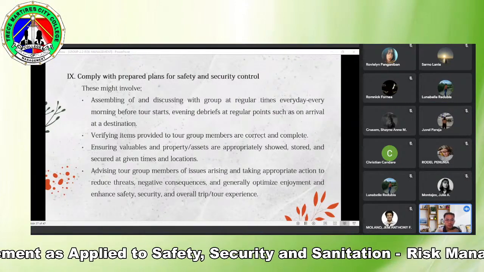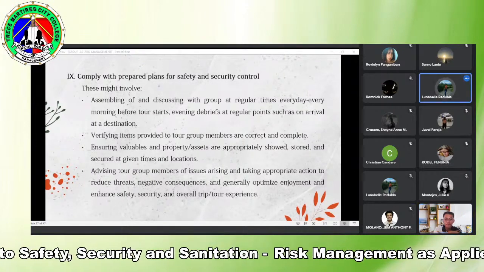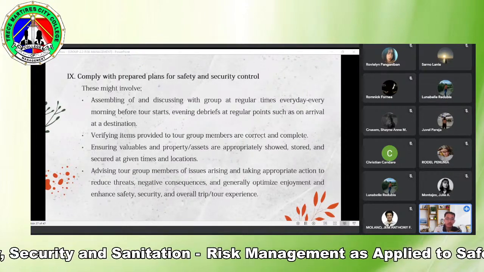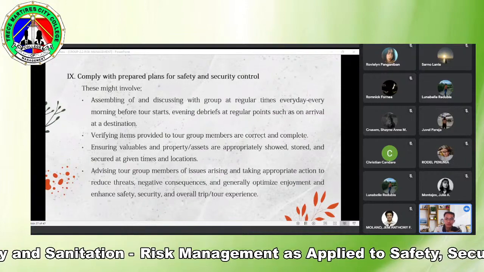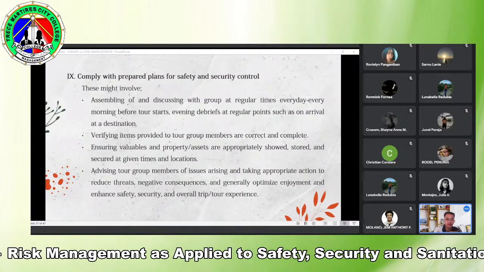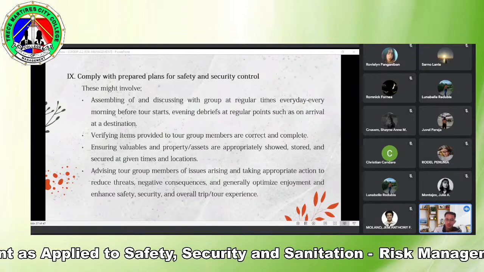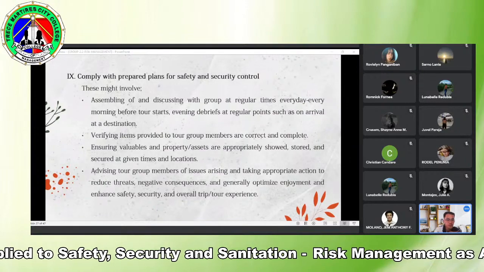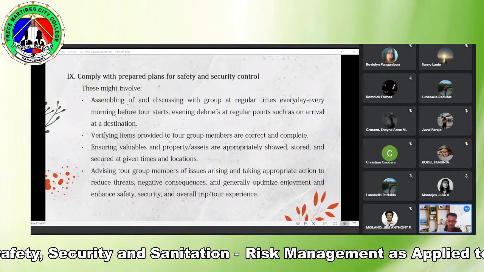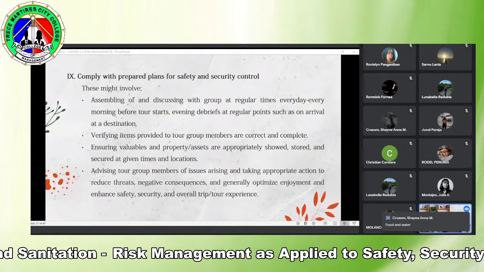So the question is, ano ba yung mga dapat nating gawin o ihanda kapag may ine-expect tayong some sort of sakuna or threats? Ano daw yung mga essentials na dapat nating asikasuhin? Anyone from the guests? Oh, you can also answer. Naunahan na kayo.